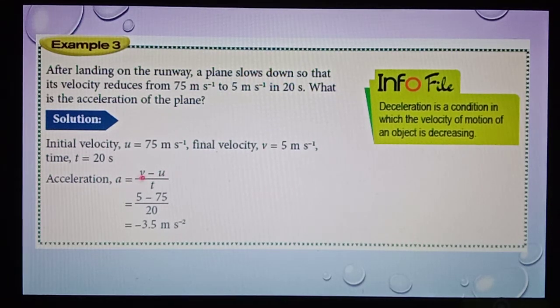Remember the formula is v minus u divided by t, so you must follow the formula. Don't take the larger one minus the smaller one. Always take v minus u. The v here is 5, so 5 minus 75 divided by 20. The value is negative, so we get negative 3.5 meters per second squared. In this case, we can say the plane decelerates or is slowing down, or you can also say it accelerates in the opposite direction. You can see the velocity decreases.